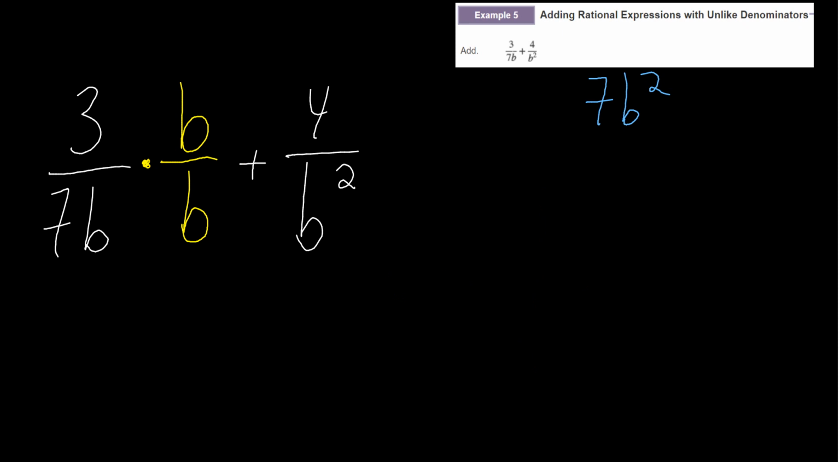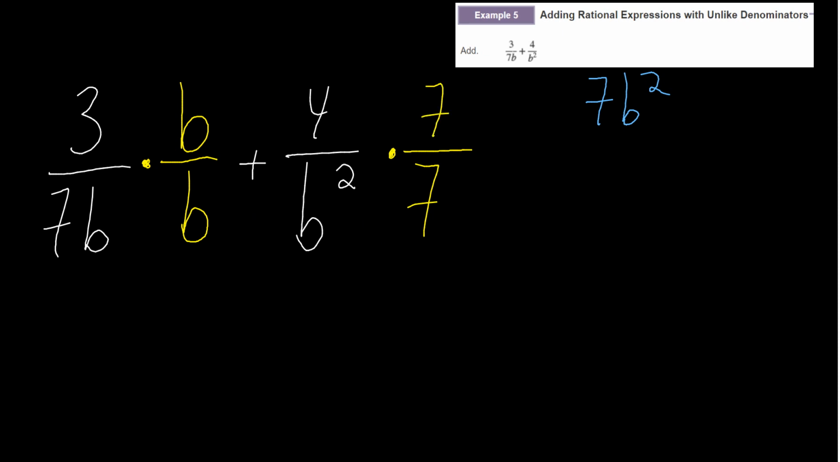Well, I think I spent enough time on that one. Let's move over here. We have 4 over b squared. So how do I turn this denominator, b squared, into 7b squared? Well, it looks like I need to multiply it by 7, right? So we're going to multiply this by 7. But again, I can't just multiply the denominator by 7. I must also multiply the numerator by 7.